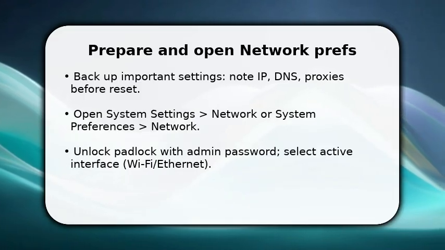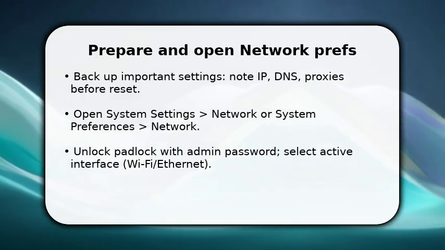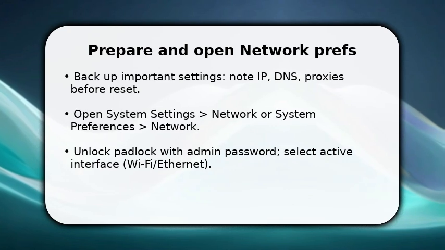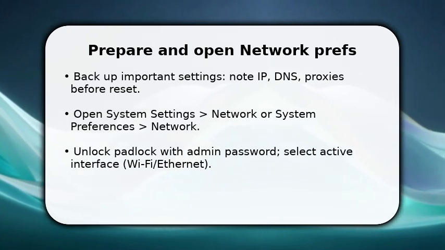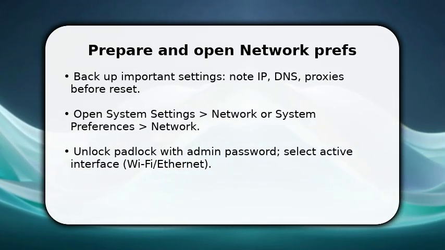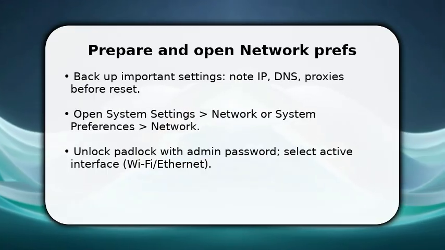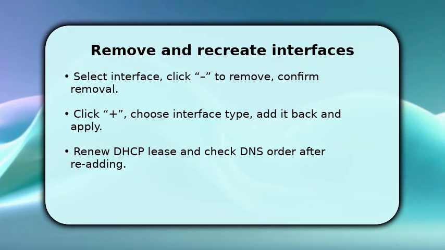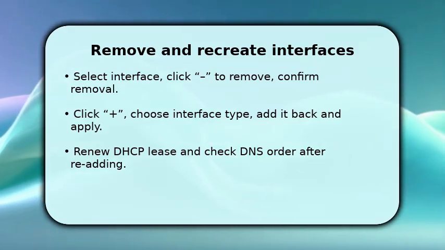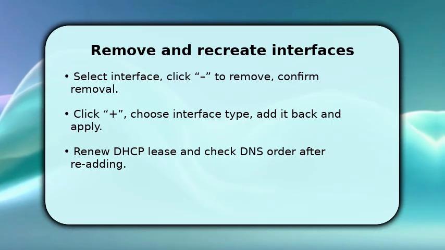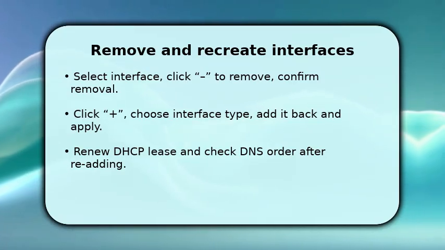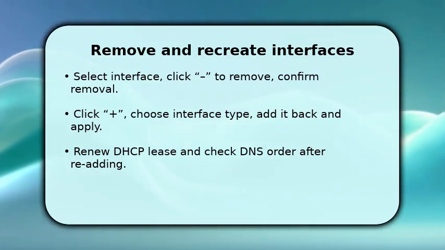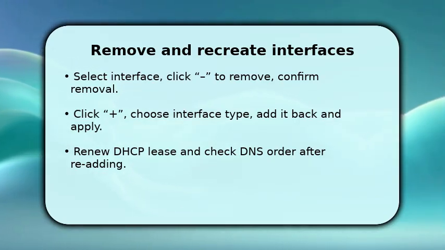Now that you have a record, proceed to the next step to remove and recreate the interfaces, so macOS rebuilds clean network configs. Next, remove the problem interface so macOS can regenerate fresh settings. Select the interface and click the minus button, confirm removal when prompted. Once removed, click the plus button, pick the same interface type, name it, and add it back. Apply the changes and then renew the DHCP lease from the advanced settings. This forces a fresh IP and routing.